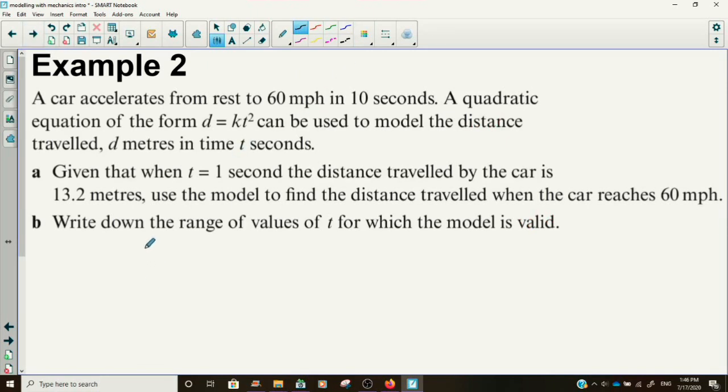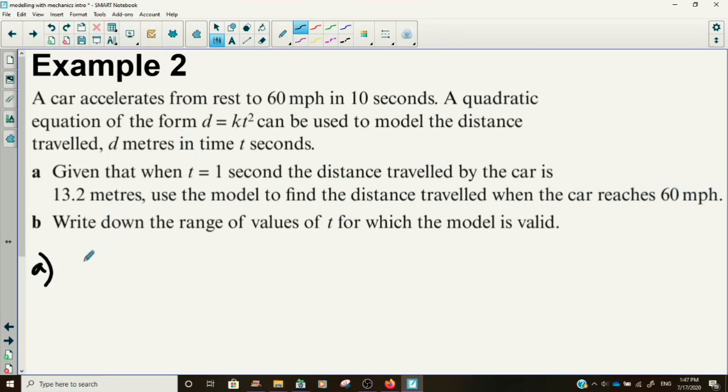Okay, in this example, we have a car that accelerates from rest to 60 miles per hour in 10 seconds, and we're using this quadratic equation to model the distance travelled. So d we're defining as our distance in meters, t is time in seconds, and k is some constant that we need to work out. So for part A, it says given that when t equals 1, the distance travelled by the car is 13.2 meters, use the model to find the distance travelled when the car reaches 60 miles per hour, or meters per hour. I think it's miles per hour actually, but it's not clear, is it?